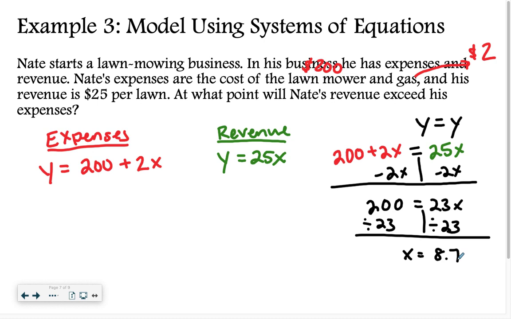And then, so that means that at 8.7 lawns they're equal, but we're not going to talk about it. We're not going to split lawns up like that because that's just a little too tricky. So we're going to say about 9 lawns for when the revenue will exceed the expenses, right? Because if we round up, that means that we're going to make just a little bit more money. So 9 lawns would be the answer for this problem.